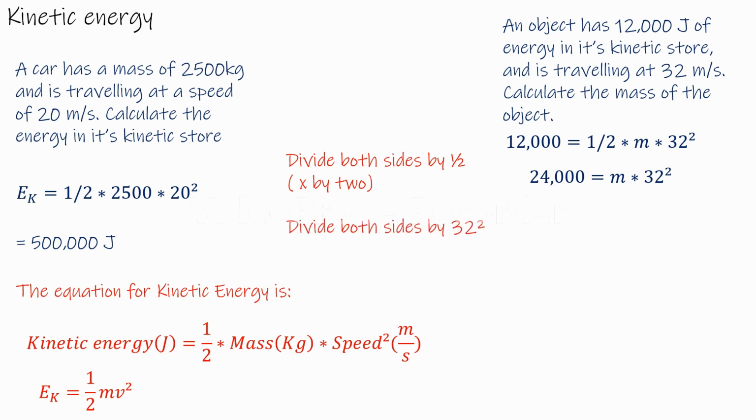And then from here we're going to divide both of our sides by 32 squared, as once again we're timesing on the right hand side, so if we divide it it's going to get rid of that 32 squared, leaving m on its own, and we have to do to one side what we do to the other. So we're going to have 24,000 over 32 squared equals m, and then from here we get an answer of 23.44.